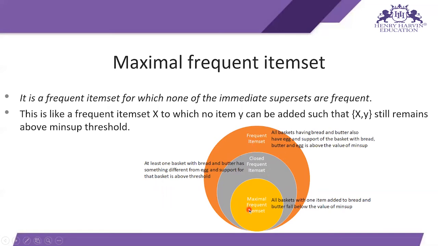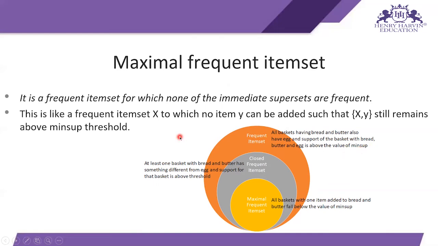Here we have the maximal frequent item sets, and here we see all baskets with one item added to bread and butter fall below the value of minimum support, and at least one basket with bread and butter has something different from egg and support for that basket is above threshold. All baskets having bread and butter also have egg, and support of the basket with bread, butter, and egg is above the value of minimum support.